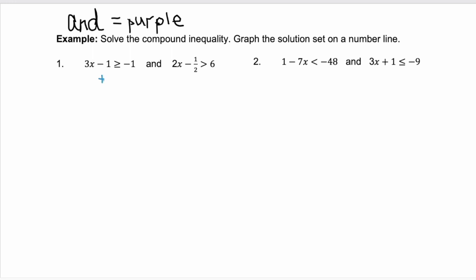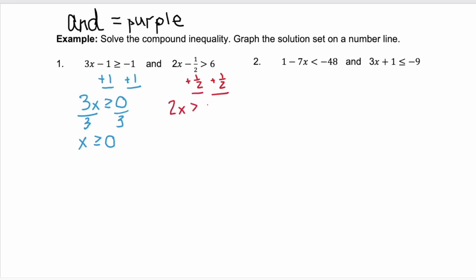So first, let's solve that first inequality. We need to add 1 to both sides, and we have 3x is greater than or equal to 0. Divide by 3, and we have x is greater than or equal to 0. And I'll change colors to red. I need to add 1/2 to both sides, and I have 2x is greater than 6.5, or 2x is greater than, this is the same as 13/2.